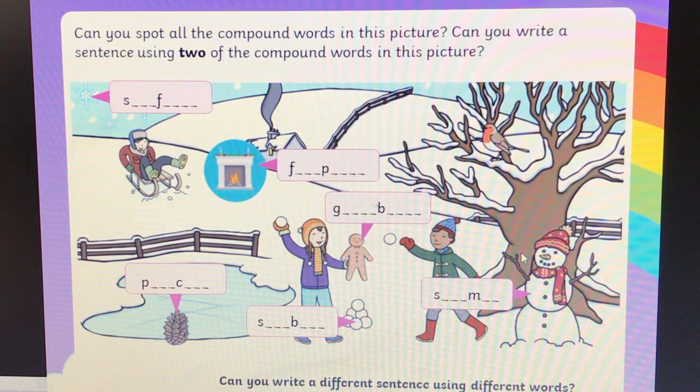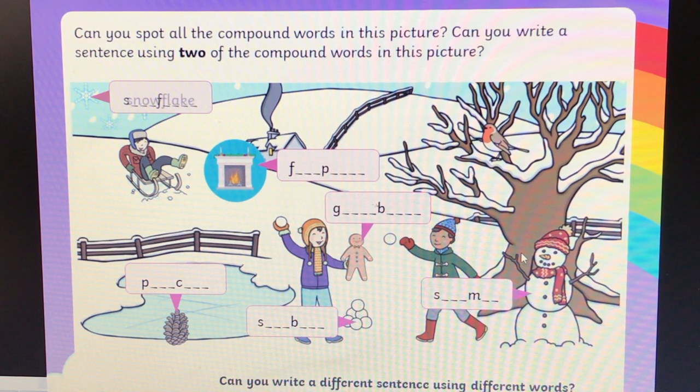Okay, we've got another picture. I'm not going to go through all the pictures now. What I'd like you to do is pause the video and write down all the compound nouns that you can see in that picture. So pause the video and then I'll go through the answers afterwards for you. So well done to those of you that did that.